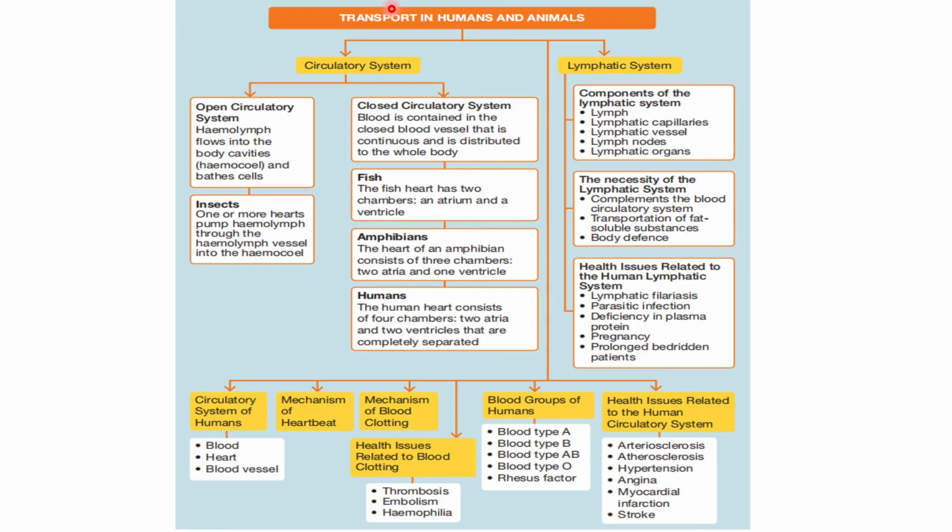And now we have come to the end of the chapter, and let's recall back. We have gone through the types of circulatory system, which are open and closed. Also, we have looked into the circulatory system of humans. These are the components, the mechanism of the heartbeat, blood clotting, as well as the health issues related to blood clotting, the blood groups of humans, as well as the health issues related to the human circulatory system.